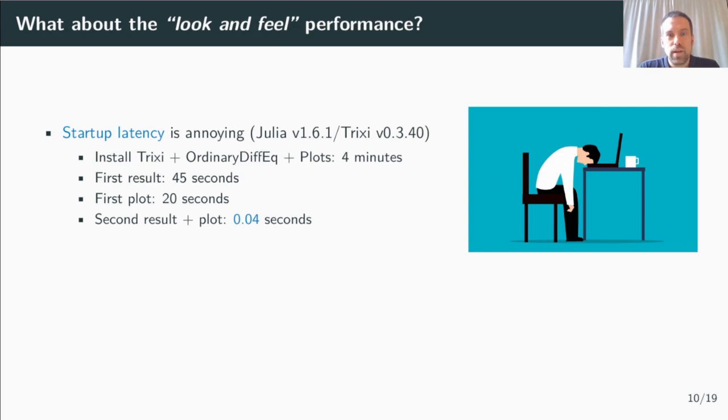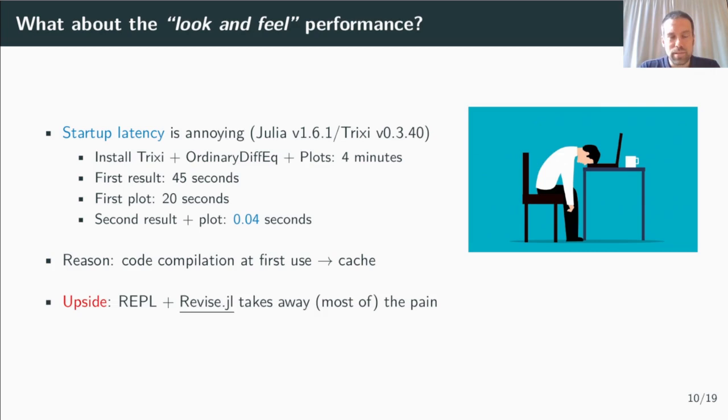The reason for this is that code gets compiled at the first use and the cached code is used at all the subsequent runs. You can get around this limitation a little bit during development, at least, by using the Revise.jl package, which makes development much, much nicer and turnaround times a lot faster.